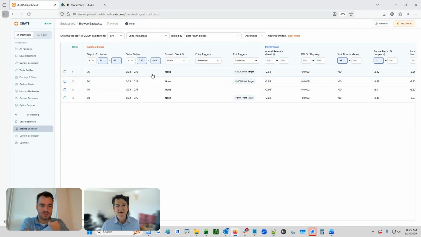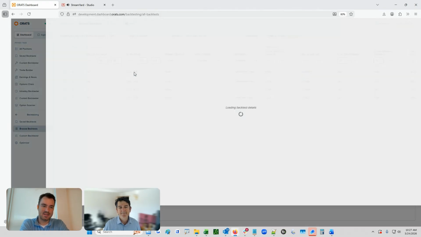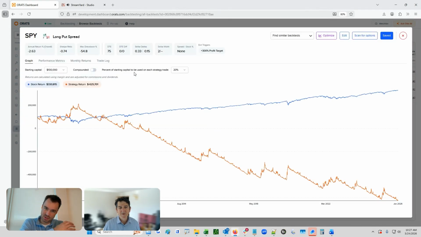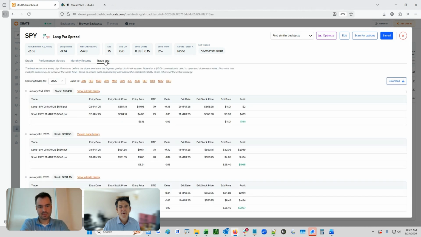Yeah, 75 DTE, and 100. Yeah, we looked at that too. So those really long term strategies can be very path dependent, but we basically take out the path dependency by averaging the returns every day, entering every day, and then weighting the returns.